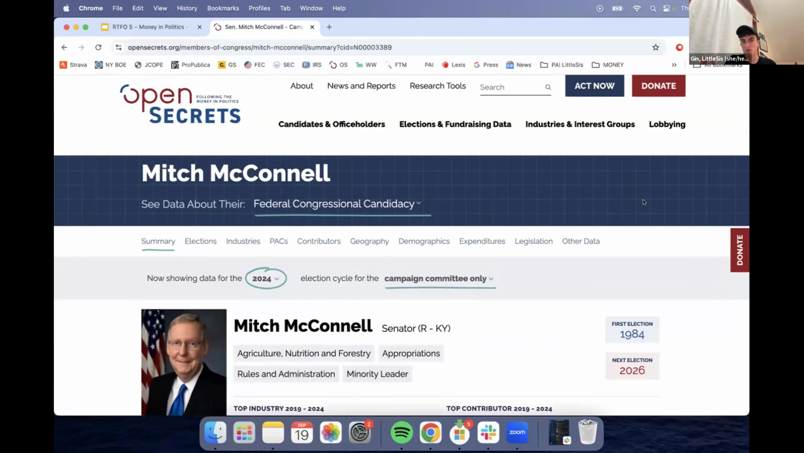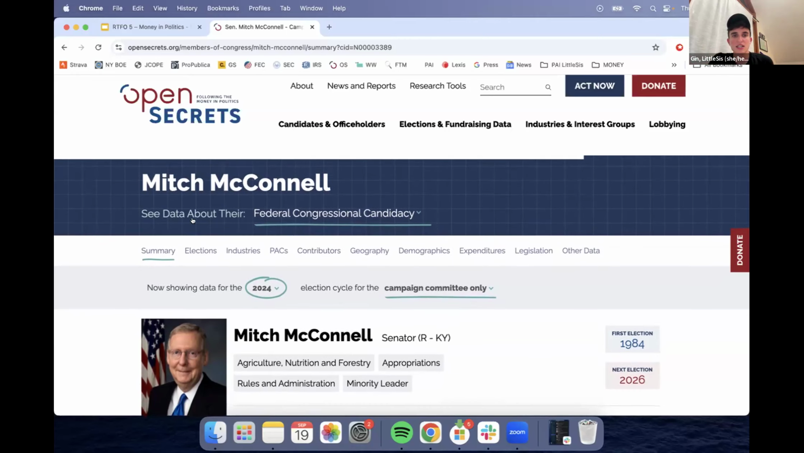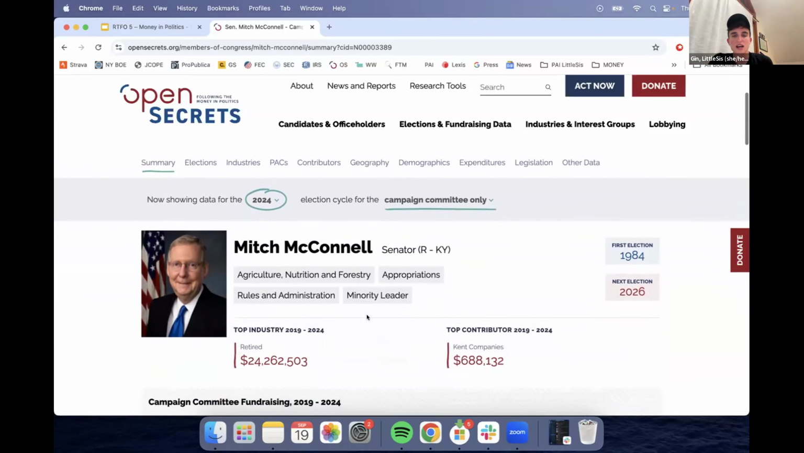So this is how you might think of a profile page for a particular member of Congress or a politician on Open Secrets. What you'll see here is a little bit about who they are, when they're first elected. This is very important. I think it's a little easy to miss the way it's designed, but at the top here, it says now showing data for 2024.